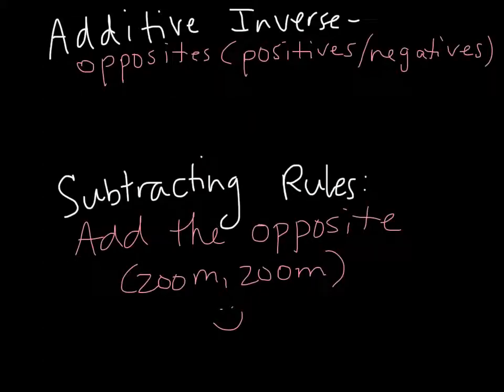Okay, when we talk about subtracting integers, we're going to talk about this additive inverse. The additive inverse is just the opposite. Okay, two numbers, one positive, one negative, are additive inverses. So my subtracting rules are add the opposite. In 6th grade, we learned the zoom rule. So we add the opposite. Let's look at some examples.